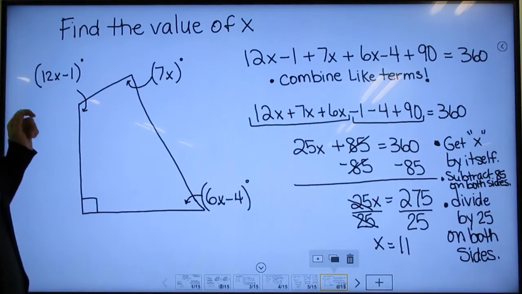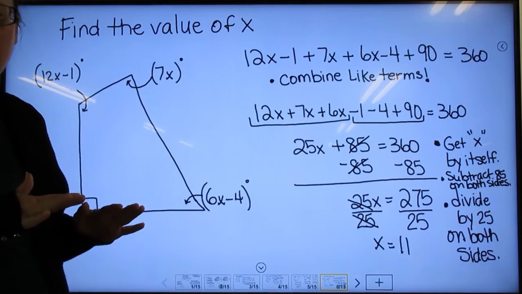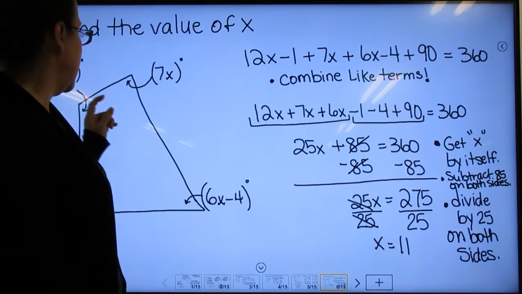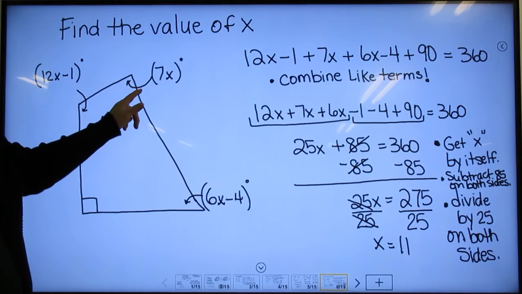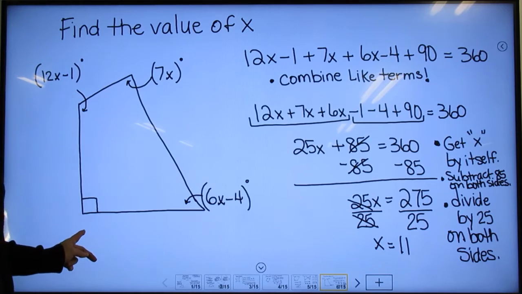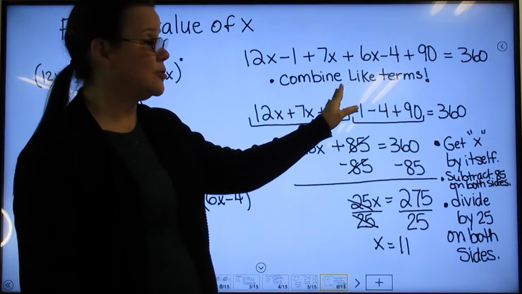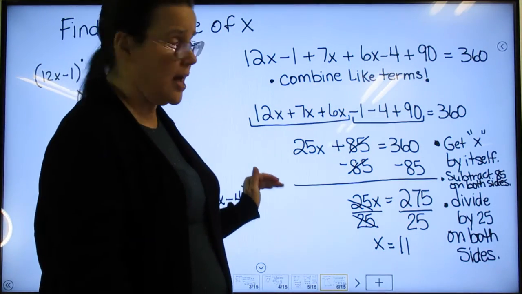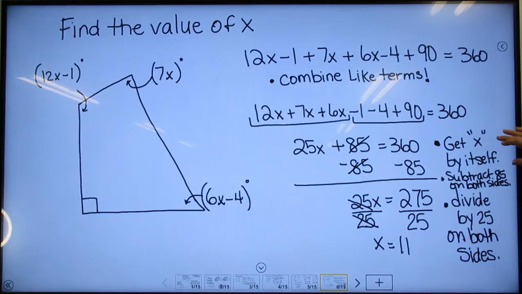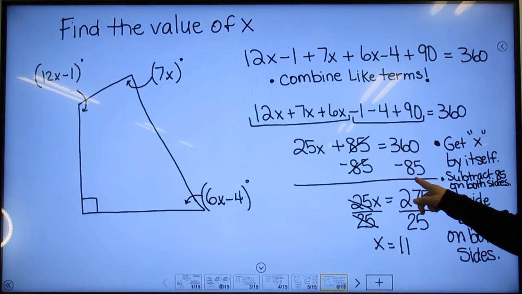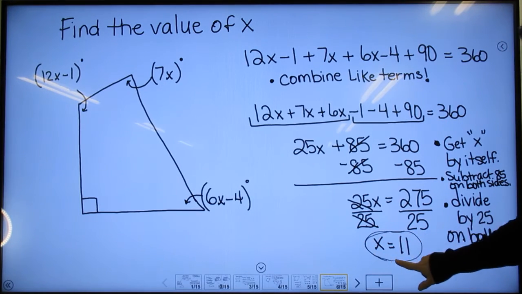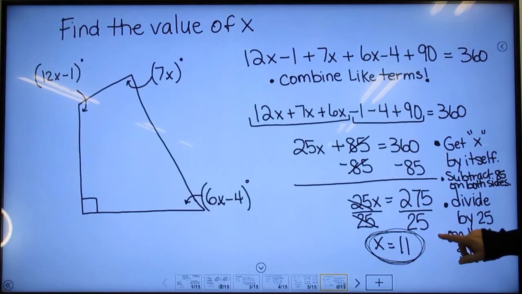Next up is to find the value of x. Now this is an algebraic kind of problem. And I'm not quite sure if they would be on the HiSET test, but it may be something that you may see in the future. They're telling you 12x plus 1, plus 7x, plus 6x minus 4, plus 90 degrees. Then you would combine like terms, and you would have it all equal 360, and you're going to set it up to solve for x. So you're going to try to get x by itself. You're going to subtract 85 from both sides, and then you're going to divide by 25, and you're going to get x equals 11. And that would be your answer for x.